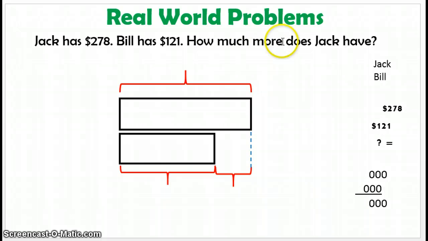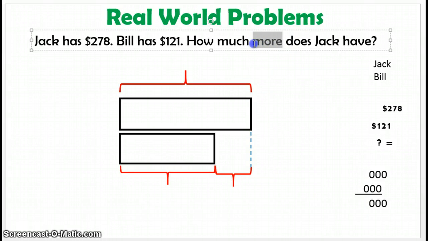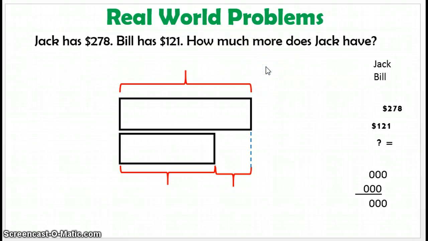This is another tricky one, because look here, there's a clue. Perhaps it says, how much more does Jack have? That word more might make us think, we have to add. Okay? But remember, don't decide if you're adding or subtracting yet until our bar model is ready. So let's get our bar model ready. Number 1, read the real world problem. Okay, I already did that. Number 2, decide which is more or less.